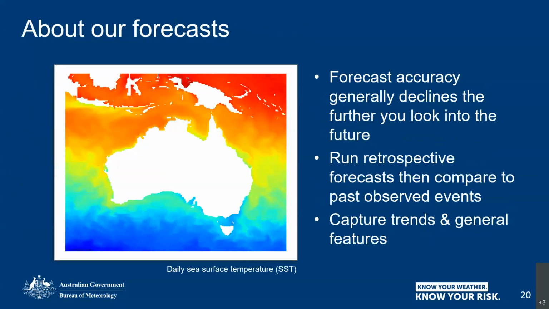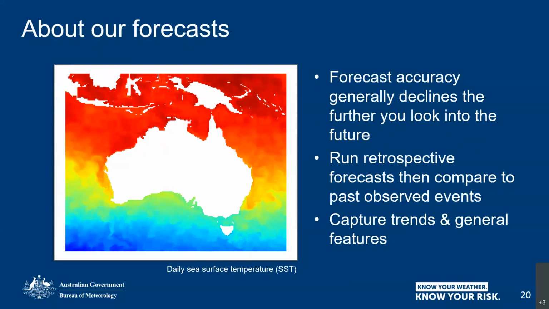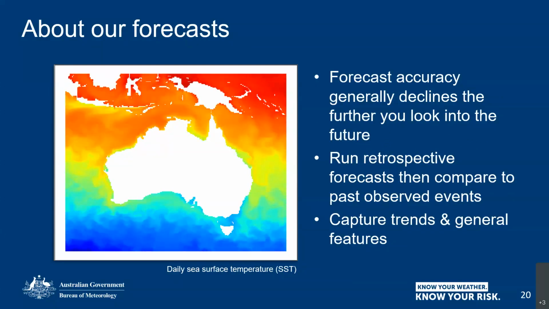So about our forecast in terms of accuracy. Forecast accuracy generally declines the further you look into the future. A lot of the assessment that we do about how accurate our forecasts are is we run a long series of retrospective forecasts, run back 20, 30, 40 years, and then compare to observations we have to see, did we predict these past events that have occurred? We also look at whether we capture trends and general features of large climate drivers such as ENSO, and also their impacts on other areas around Australia.